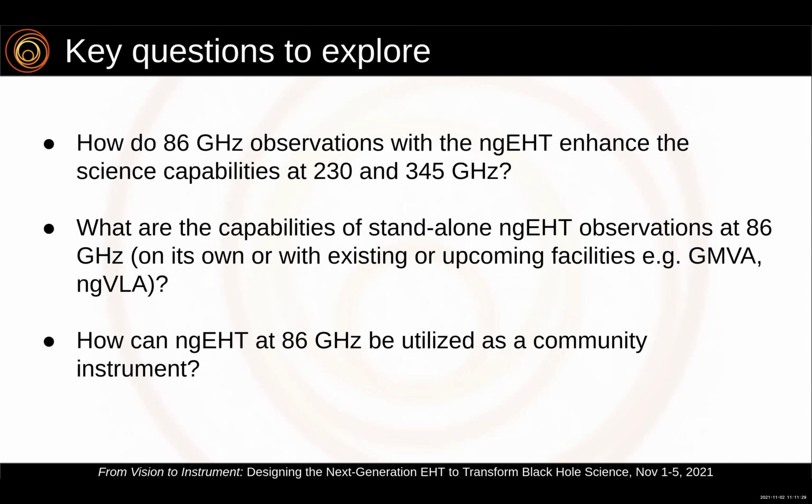Then, what are the capabilities of standalone ngEHT observations at 86 gigahertz, either this expansion array on its own, or with existing or upcoming facilities like the Global Millimeter VLBI Array or the NGVLA? And the third one is, because 86 gigahertz would open up a significant fraction of observing time at these sites when 230 and 345 is not possible, how can ngEHT be utilized as a community instrument for loads of science achievable at 86 gigahertz, but not essentially related to the ngEHT science goals?